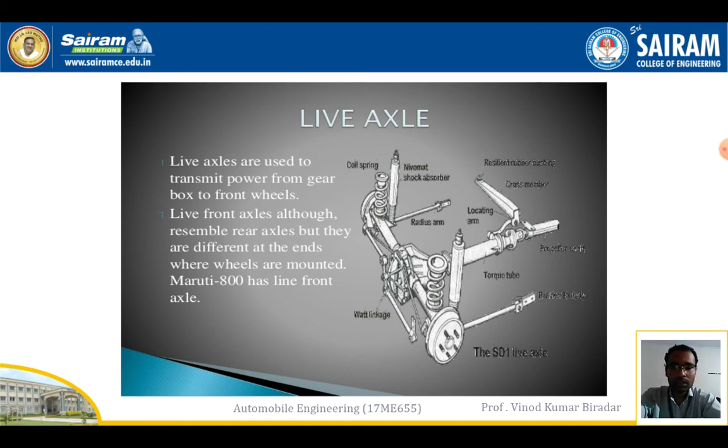On both sides. This type of live axle you can see in Maruti 800 vehicles. If you observe that vehicle, this live axle is used in that component. Here I have shown in the diagram how the arrangement will be, with the dump on both sides and the top.